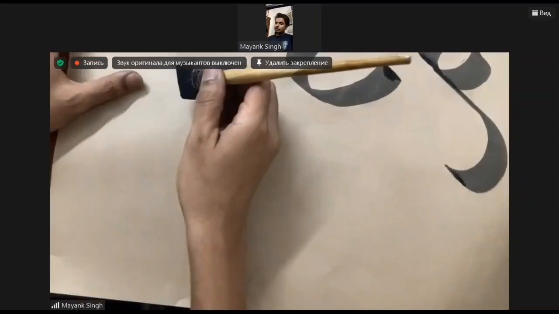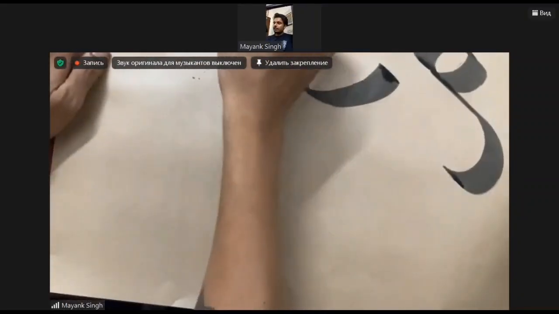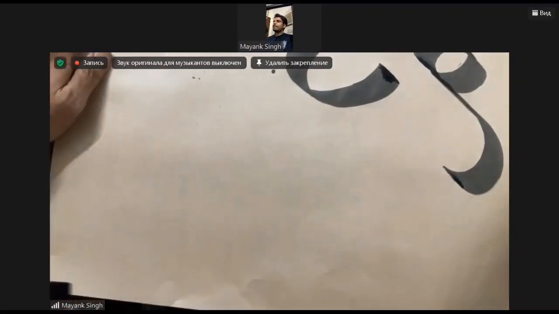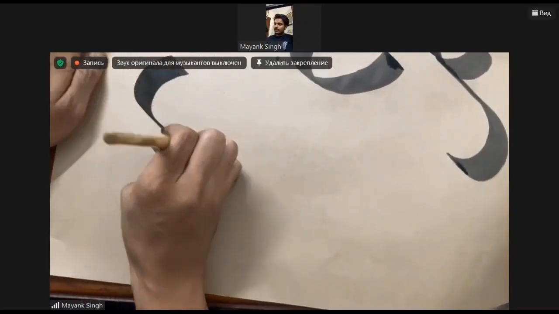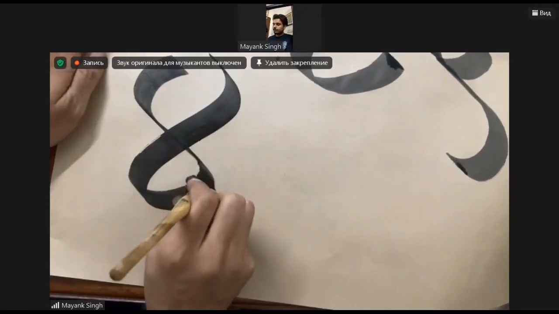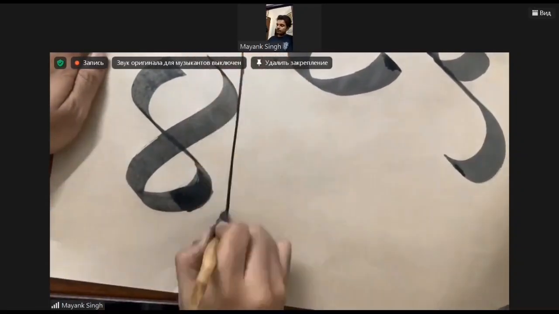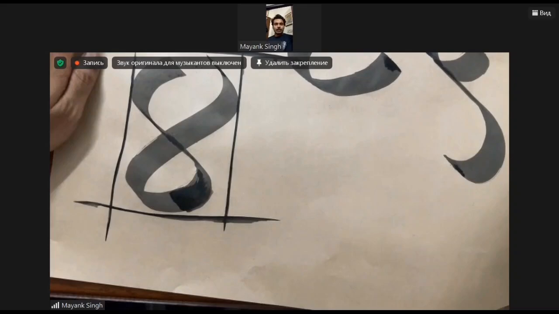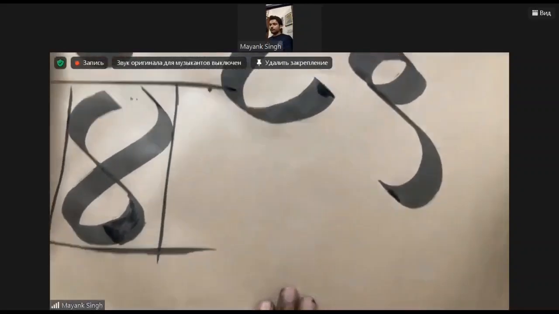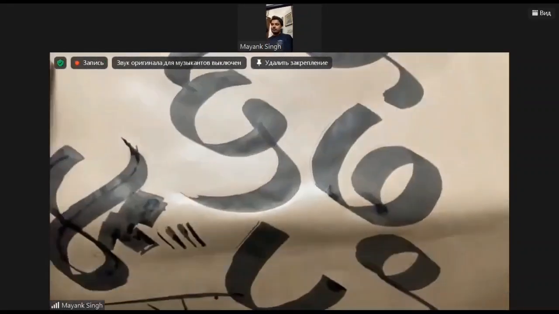I'll give you an example. If I make this a little dry, you can also make it a bit wider. This kind of shape should come. And whichever alphabet you choose to write, make sure that alphabet can be fitted in a square or a rectangle, or in a box rather. Is that clear? Yes, sir.